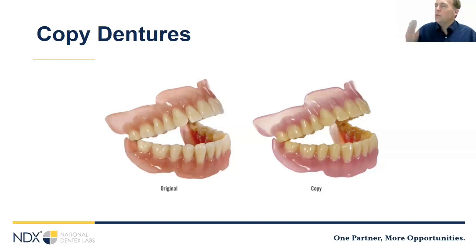Copy dentures. If you have a patient who likes their denture or who mostly likes their denture and wants just a reline, you can either scan the original 360, send it to your lab and have them copy it, or you can do a reline, do a reference denture 360 scan and send that in.